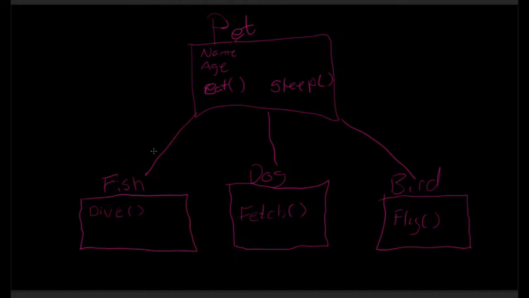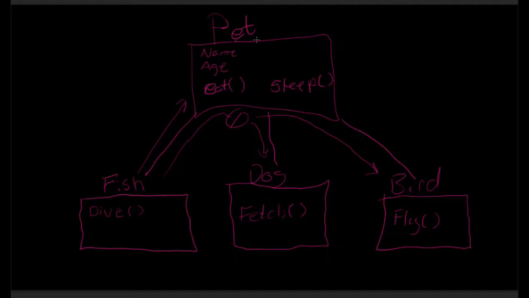So this is what inheritance is. It says that the fish can have whatever's in here, but it can't have what's down in here or what's down in here. It only inherits from the superclass, is what they call it.